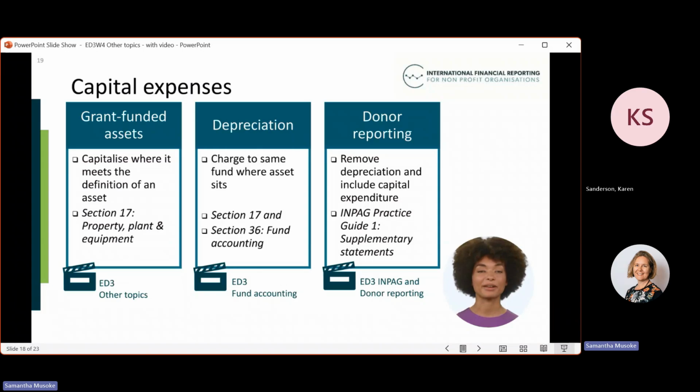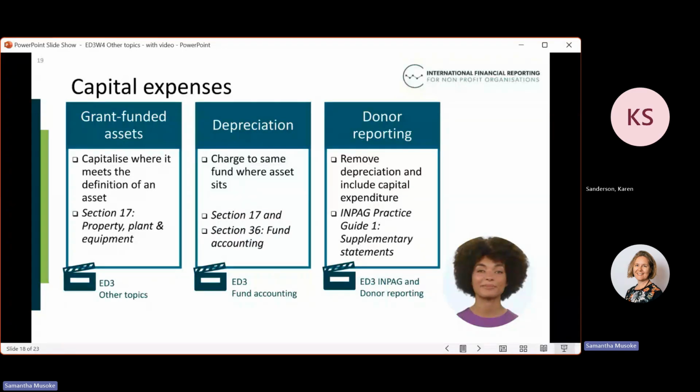For purposes of reporting to donors, there is INPAG Practice Guide 1, Supplementary Statements. It includes the option to remove depreciation or amortization and show capital expenditure on the acquired or purchased asset, which is a preference for many donors. Further information can be found in other videos in this ED3 series.